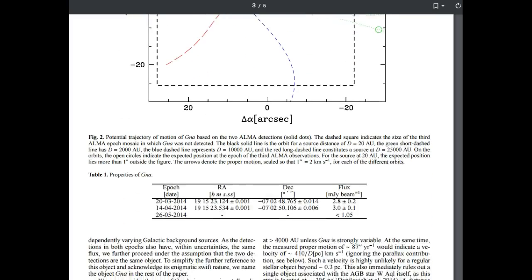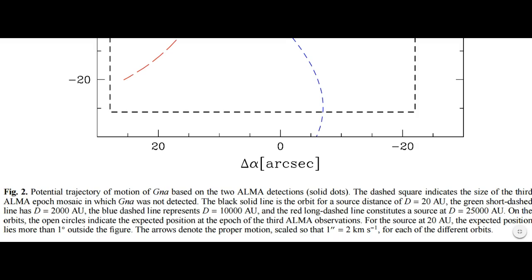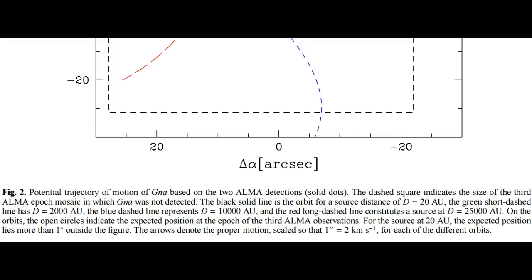But if I pull this down, and we'll bring it up. Now again, pause this so you can go back. It's a lot of information. I had to bring this up so we can at least try to read this. But it's saying in the top figure that we just looked at, this is the potential trajectory of motion of GNA based on the two ALMA detection solid dots. Remember, these are the two in July, not this year. Excuse me, 2014. The dash square indicates the size of the third ALMA epoch mosaic in which GNA was not detected. Remember, I said that it was moving so fast that they didn't pick it up until this year.